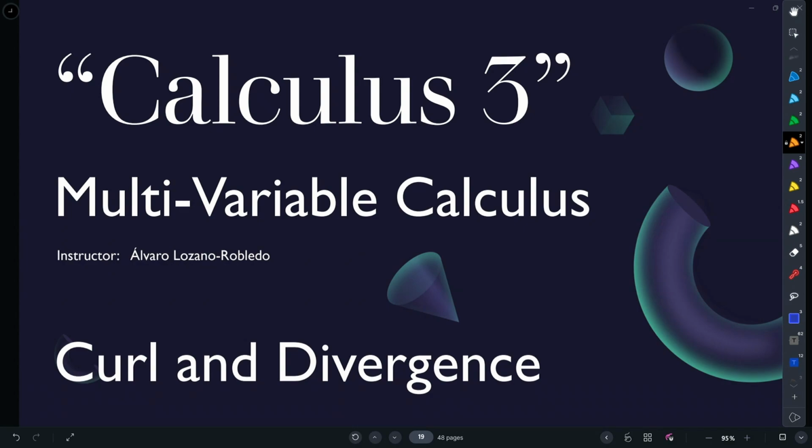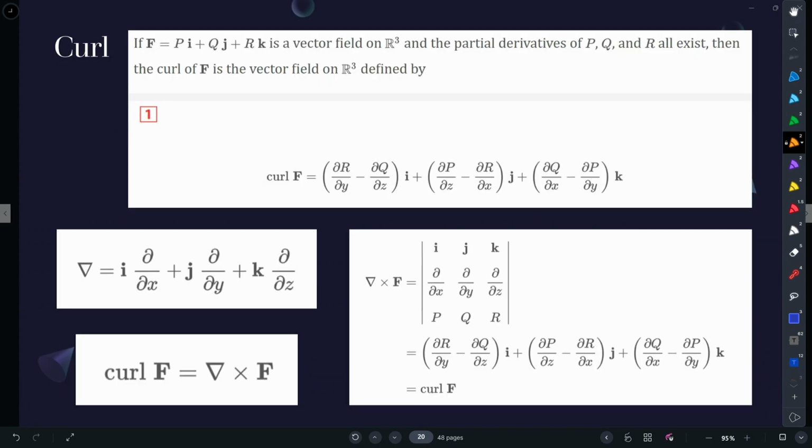As I mentioned at the beginning of the previous section, we are going to generalize Green's theorem to other settings, and the role of this quantity, the partial of q with respect to x minus the partial of p with respect to y, is going to be replaced by things that are called the curl and the divergence of a vector field. Okay, so let me explain what these concepts are.